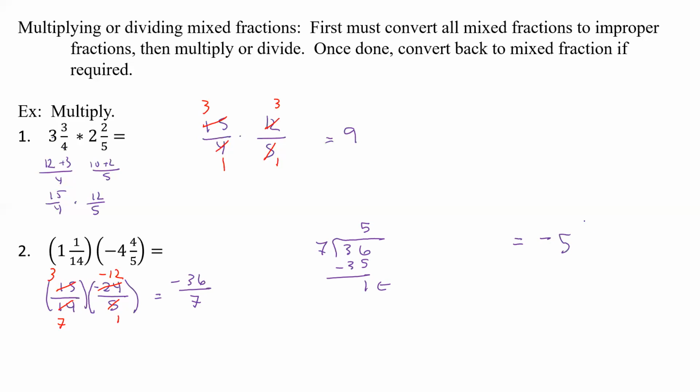So 5 and 1/7. And again, it's negative because our original problem was a negative times a positive. So we know the answer is negative. And so now we just have to finish and get that. Okay. All right, so that would be our answer. So we had a nice one of 9 and a nice one that we had to do a little bit more work on, but it still wasn't too bad. Okay. All right, let's do some more.